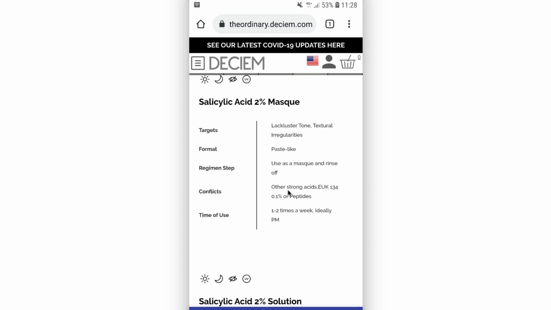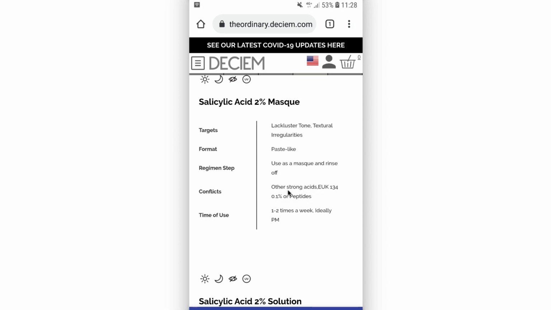Now, what do they really include under strong acids? Well, they're not really specific about what strong acids are on The Ordinary website. However, I looked up a few articles online for what they would consider a strong acid. They weren't really clear about it, they had different opinions, but generally speaking, what I could gather through those articles is that a strong acid is basically something that's below a pH of 4. So if you have a product that's below a pH of 4, this would be considered a strong acid, generally speaking, so that you have an idea of what this could mean.